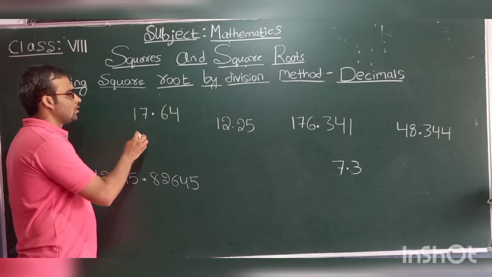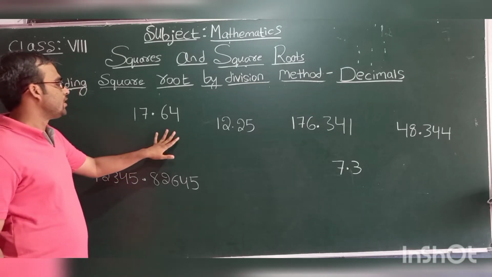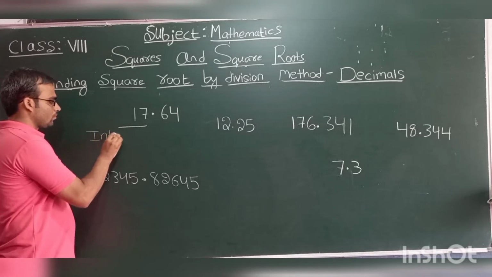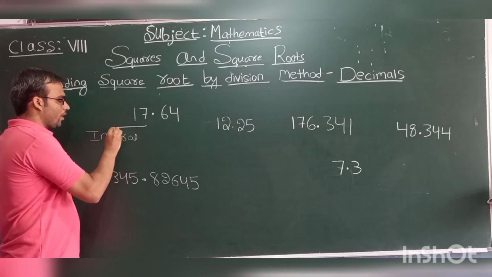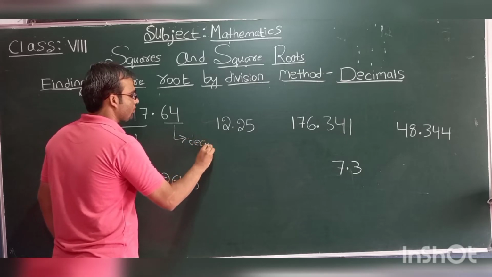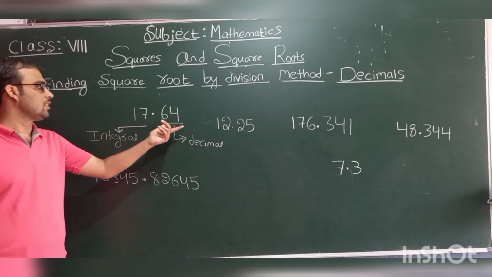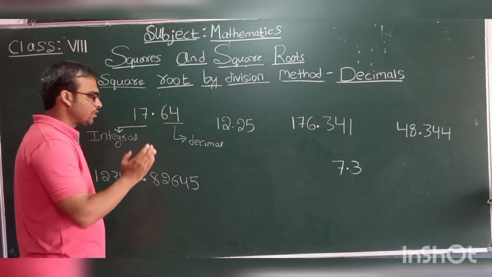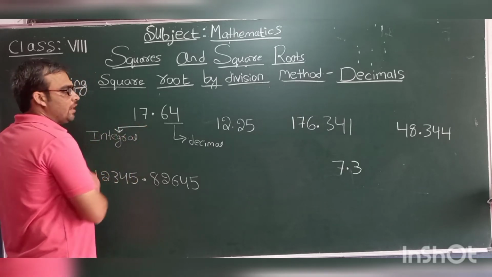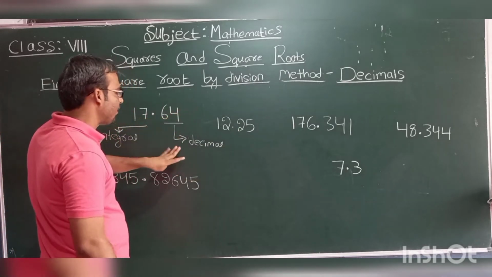Okay, students, take the example 17.64. What is this one? Integral part. And this is the decimal part. This 17 is the integral part and this 64 is the decimal part. The numbers towards the left of the decimal point are considered the integral part, and the numbers towards the right of the decimal point are considered the decimal part.